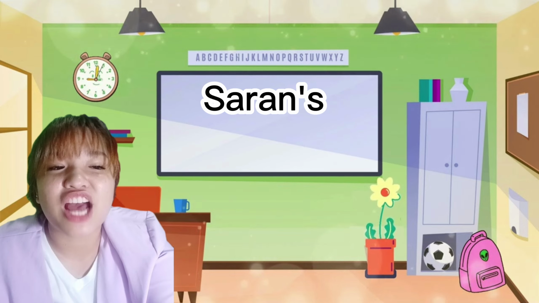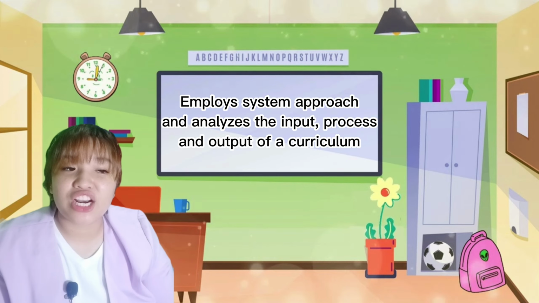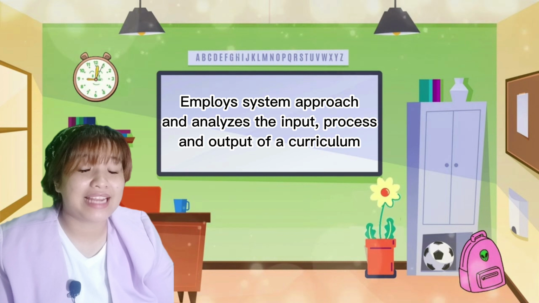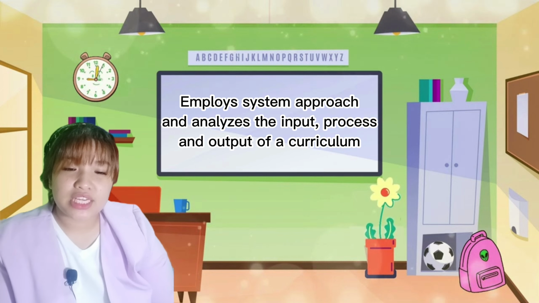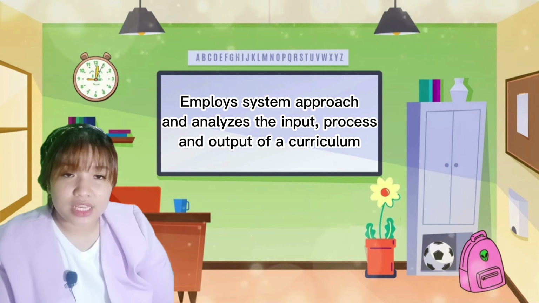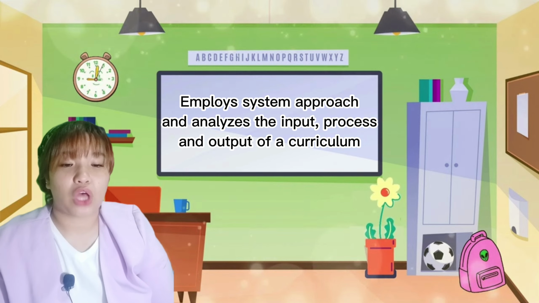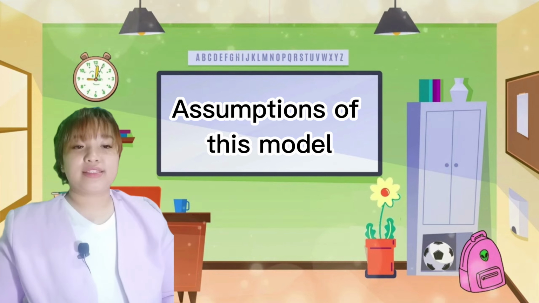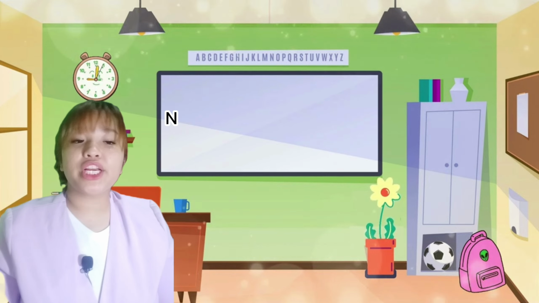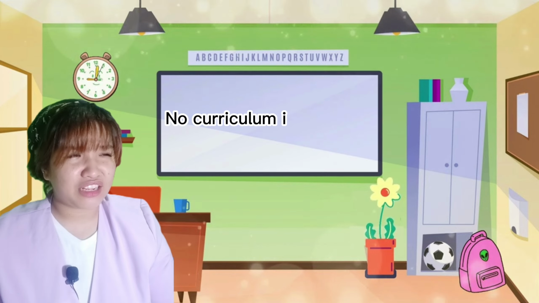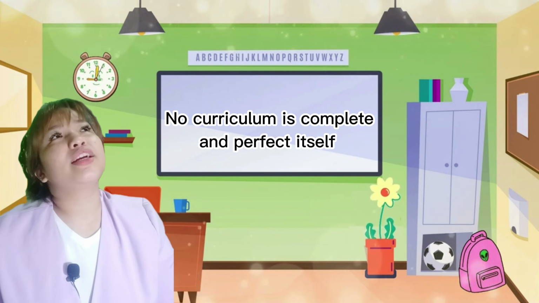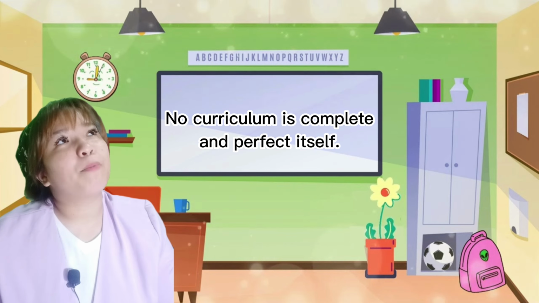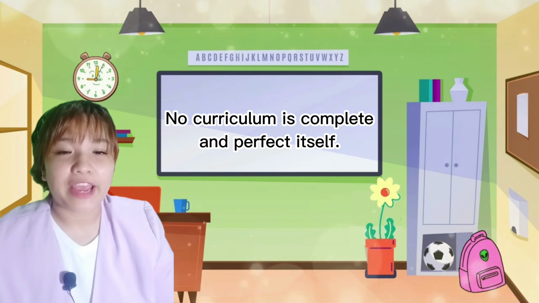We have Saran's model. This model was developed by Saran and came to light in 1976. It employs a systems approach and analyzes the input, process, and output of the curriculum. The assumption of this model is that the curriculum is complete and perfect in itself, which is actually not right for me. There is really no perfect curriculum.